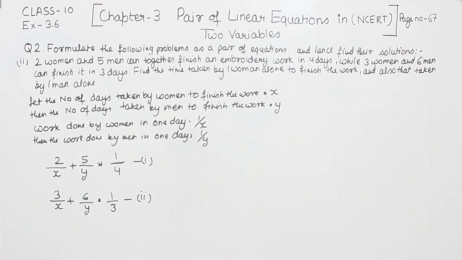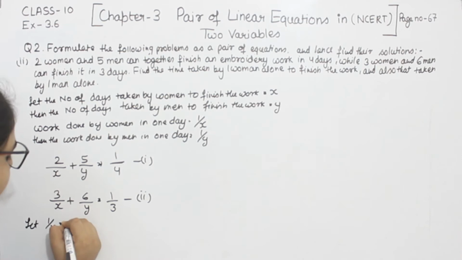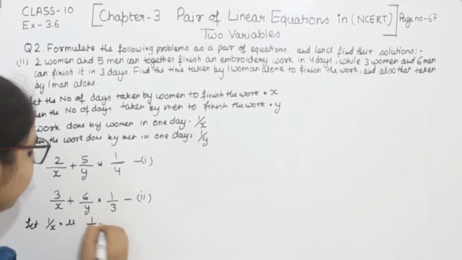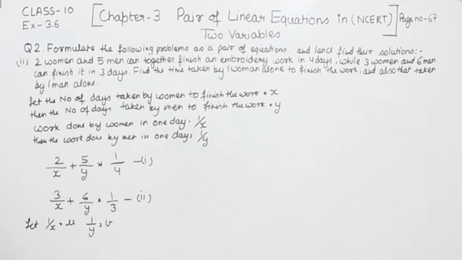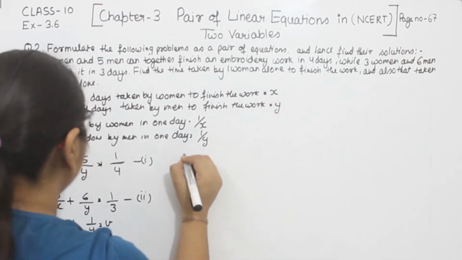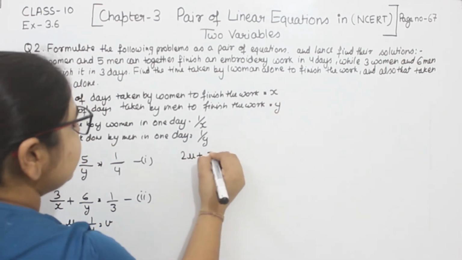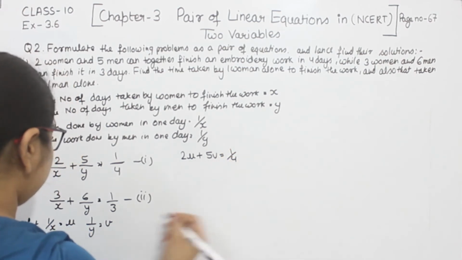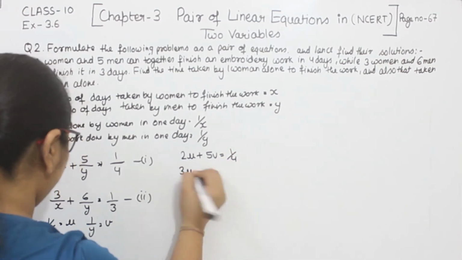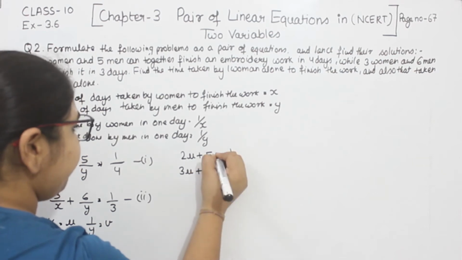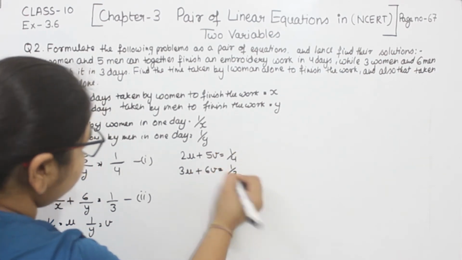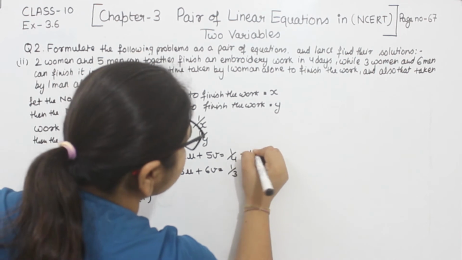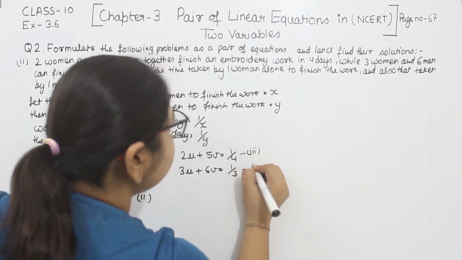Now I am going to solve this one. I am going to let here 1 by x as equal to the u and 1 by y as equal to the v here. So the equations we are having is the 2u plus 5v as equal to the 1 by 4, and the second one we are having is the 3u plus 6v as equal to the 1 by 3 here. This one we are having is equation number 3, and this one we are having equation number 4.